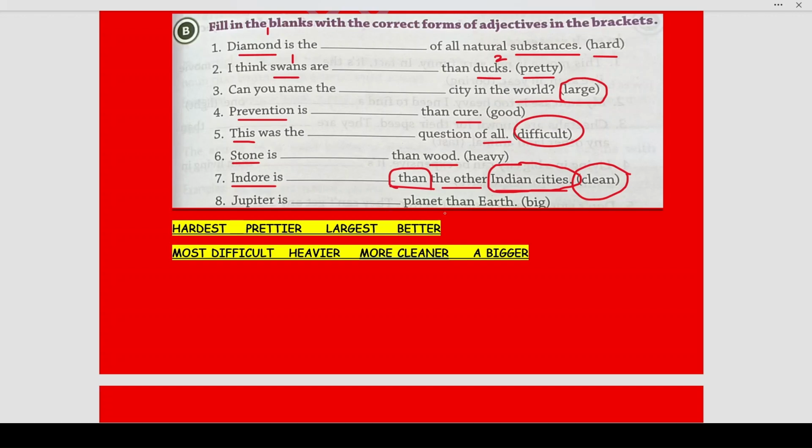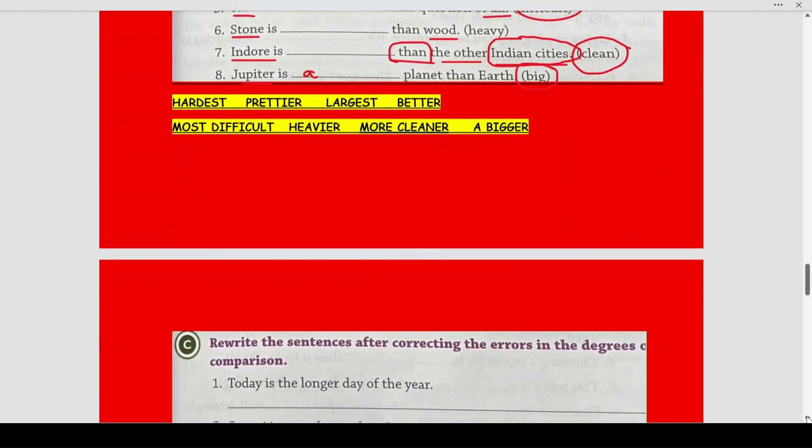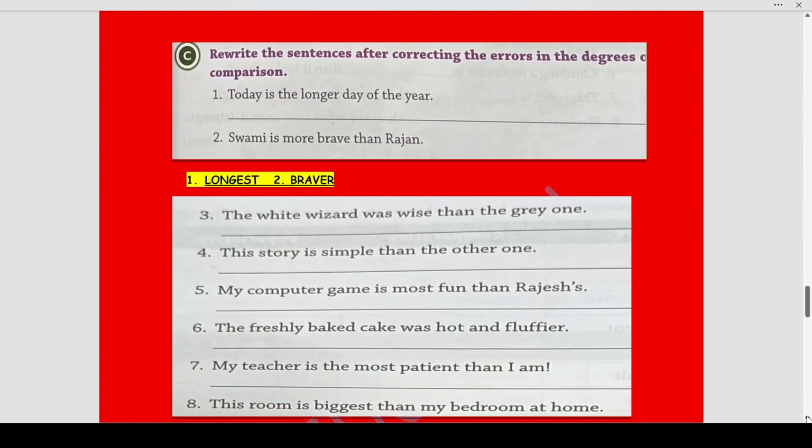Jupiter is dash planet than Earth. We will use the article a over here because we are talking about only one thing. Jupiter is a bigger planet than Earth. We have to include the article a also. Now rewrite the sentences after correcting the errors in the degrees of comparison. Today is the longer day of the year. Today is the longest day of the year. Why longest? Because we are comparing today with all the remaining 365 days of the year.